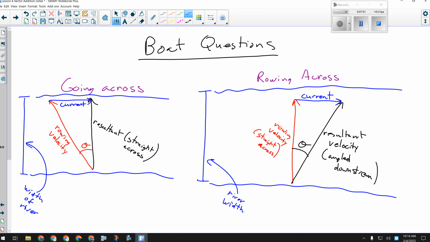If I use this velocity, the red one, with this displacement vector, I'm comparing apples to oranges. This is measured straight across. This is some angle from straight across. They don't speak the same language. If I'm going to use two vector quantities together, they have to have the same direction.